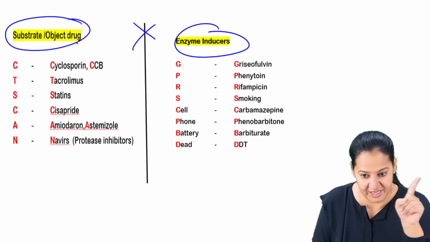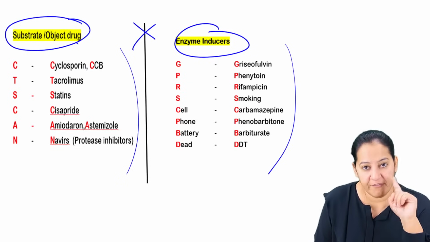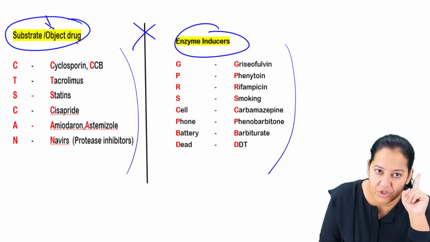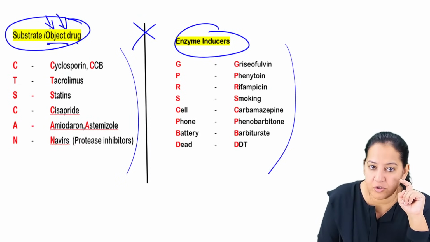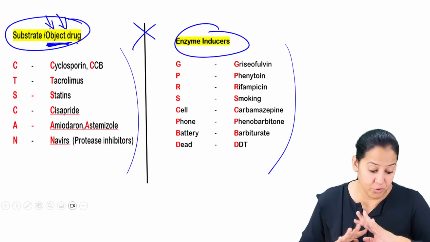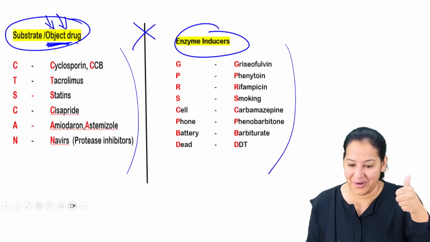If you give any of these with any of these, I will tell you the mnemonic. You have to learn the mnemonic. If you give, what will happen? The object drug's mechanism of action cannot be shown. Its duration of action and intensity will be reduced, because the object drug will be excreted out of the body before it shows its action. I don't know how many of you got it, but I tried my best. Trust me. Say yes if you got it.